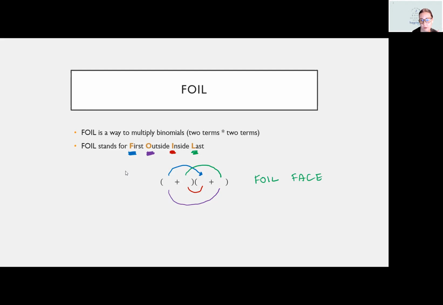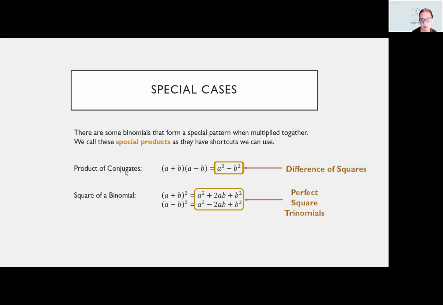And it makes what I call a FOIL face, because it makes a face when you kind of move all of your arrows and everything that you're matching together. So it only works when you have two things times two things. So for these special cases, FOIL always works because we're going to be using two things times two things, but we're also going to be looking at the shortcut. So these are the shortcuts for these special cases. And we call them special products because the word product means multiply. So these are special multiplications of binomials.